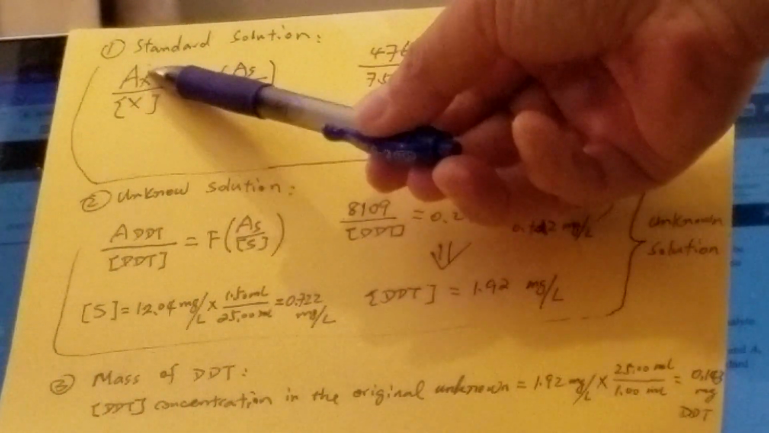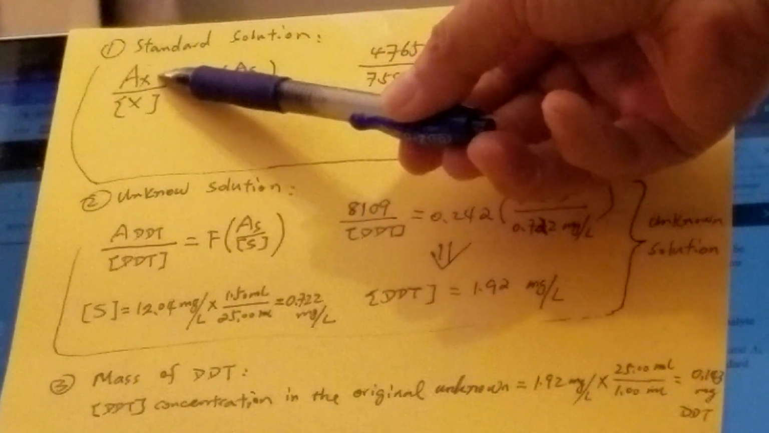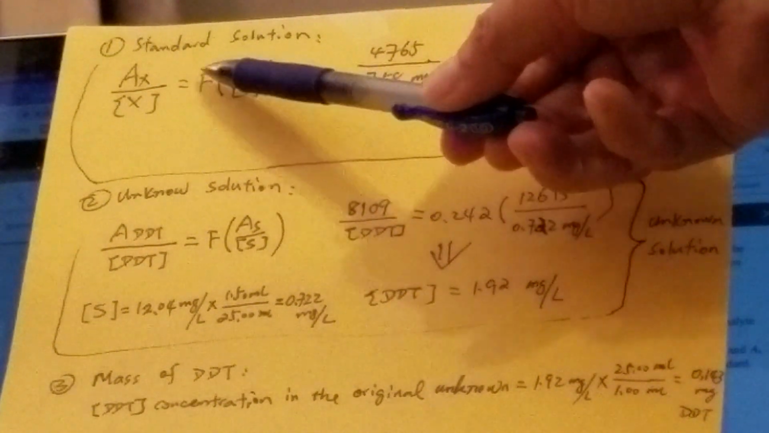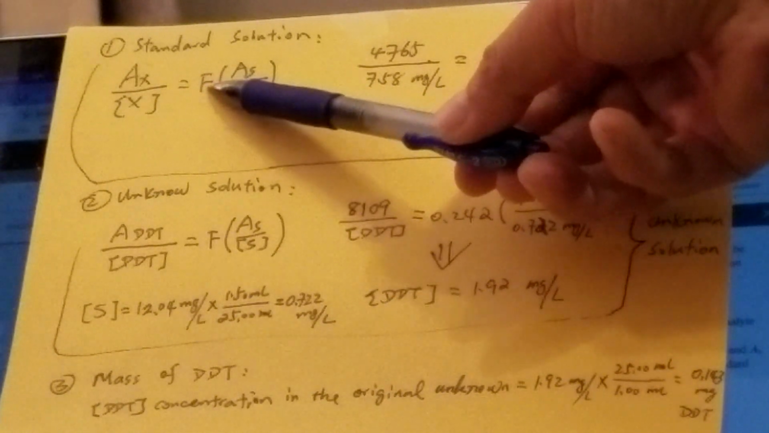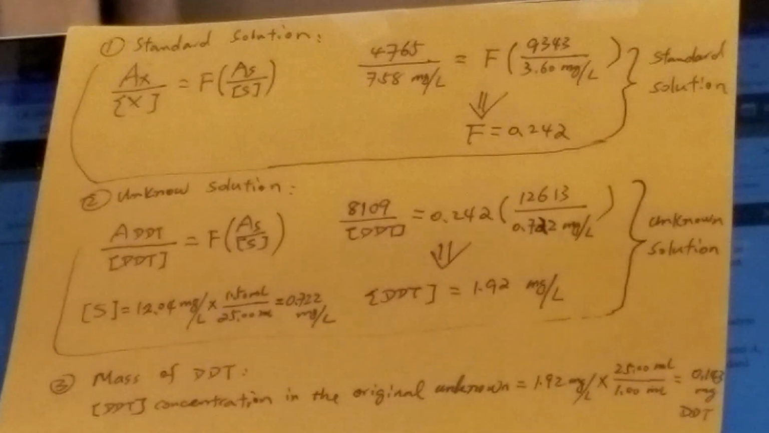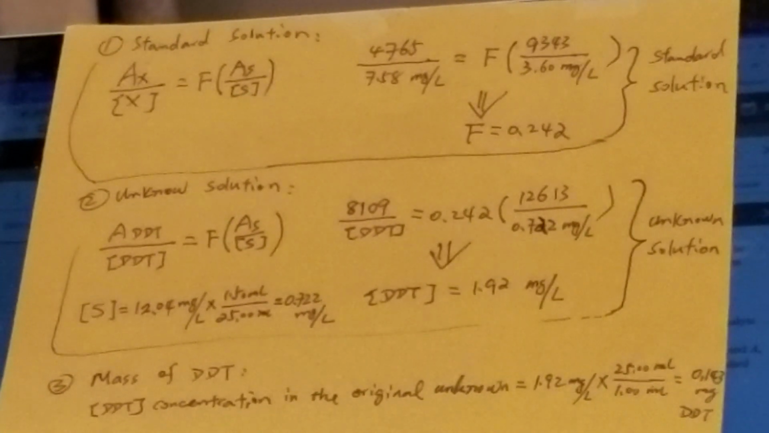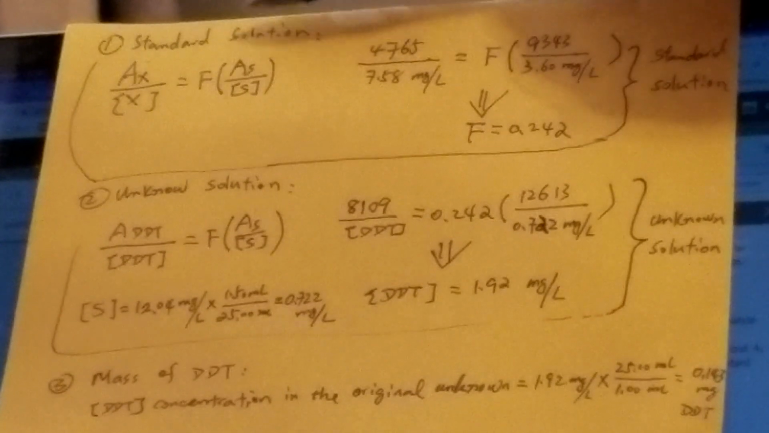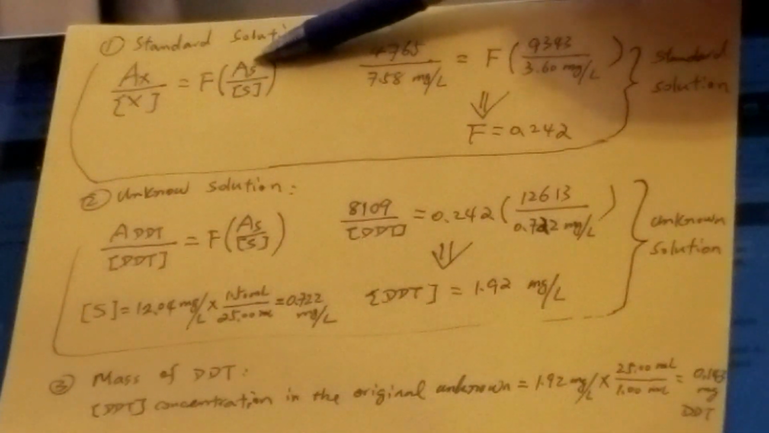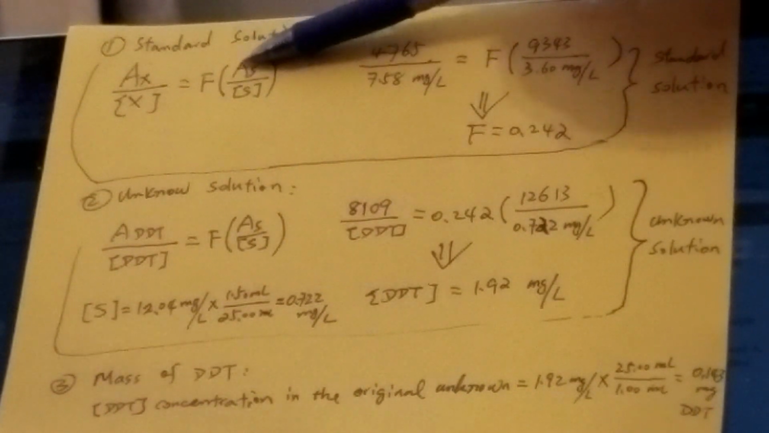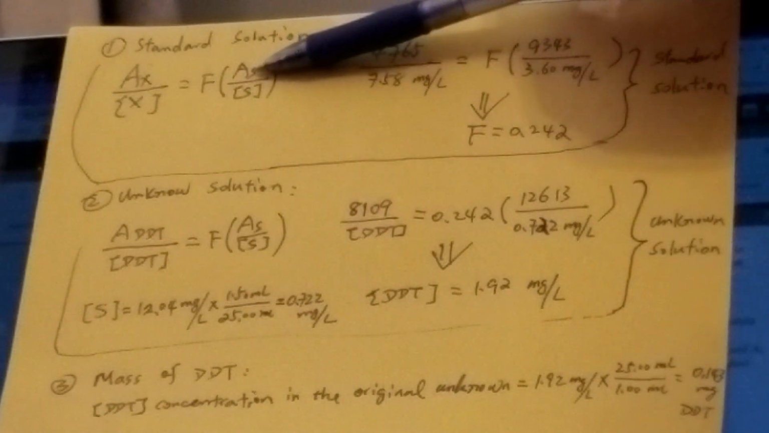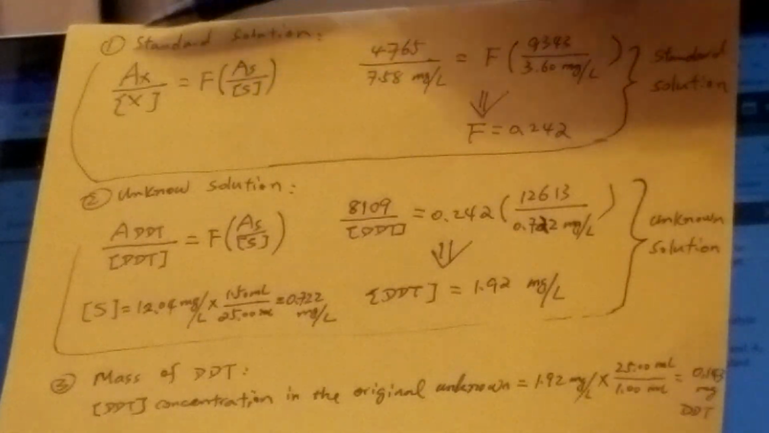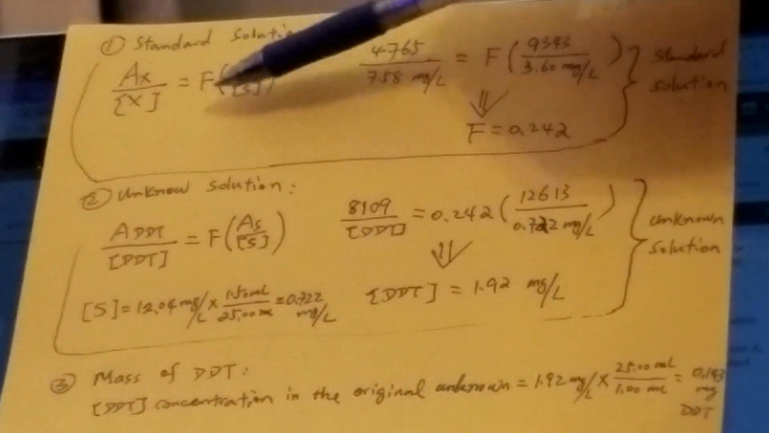So it is this one. The signal of the analyte over the analyte concentration equals F multiplied by the signal, or in this case peak area, of the internal standard, AS is the internal standard, divided by the concentration of the internal standard. Okay, so that's the relationship. F is the response factor, of course.